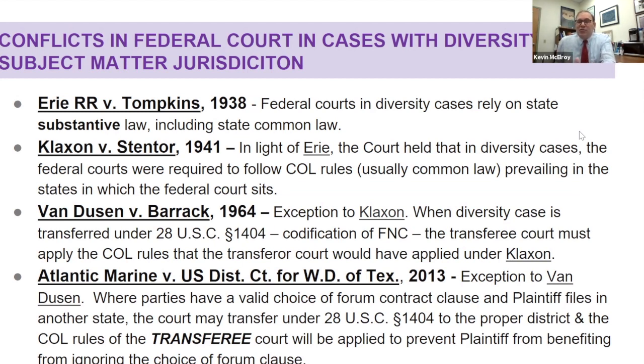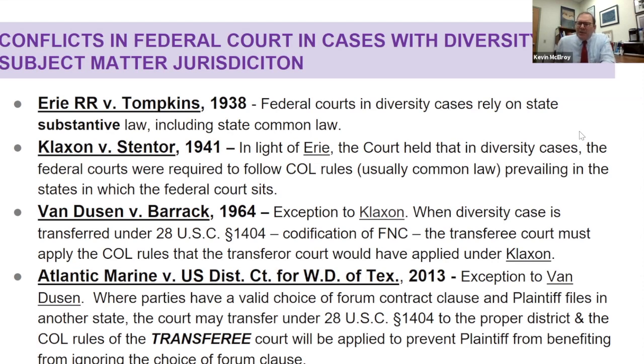So when a case is transferred under forum non conveniens, the transferee court, the court it goes to, must apply the choice of law rules that the transferor court, the court that it was first filed in, would have applied under Klaxon. So take our case. Case is filed in New York. It's about an accident in Pennsylvania. Okay. There's no problem with jurisdiction or venue, subject matter, personal jurisdiction. The case is properly in New York.